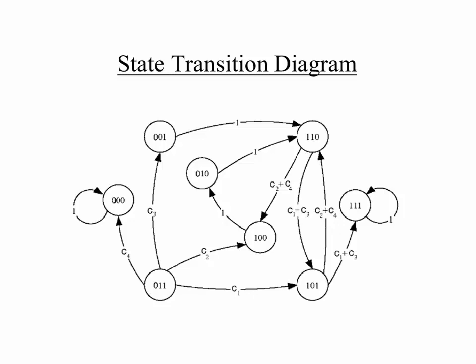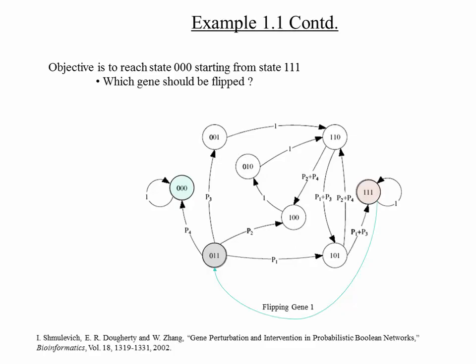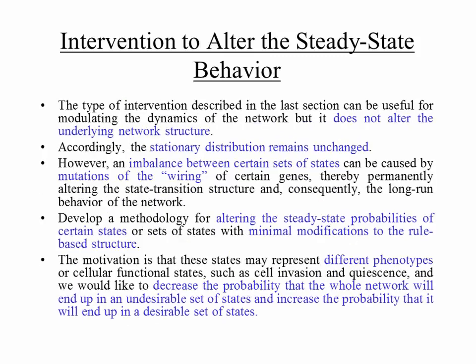So what I'm going to do here is, starting from the original truth table that I have, introduce a small perturbation, let's say a probability of 0.01 of perturbing any gene, so that all states start communicating, and then I can calculate the steady state distribution. It's a routine calculation, spelled out in that paper; if you have the time, you can go and read that. All this stuff I already covered, now I'm looking at how to alter the steady state behavior.